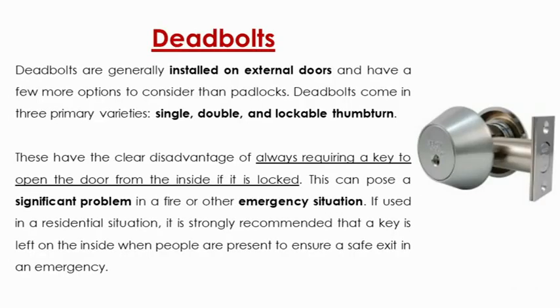Then come the deadbolts. These are basically installed on the external doors. You might have seen nowadays every apartment, every home has these deadbolts on the external door, which are single, double, or triple thumb turn. Basically, they have a problem: in case of emergency, if you forget the keys inside, it is difficult to open the lock from outside. That is the only challenge with this type of lock, but they are more secure compared to padlocks.